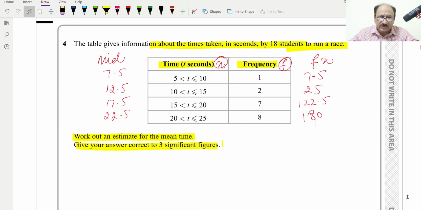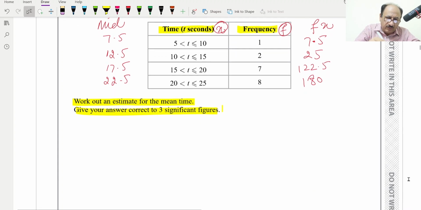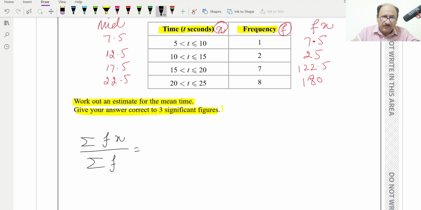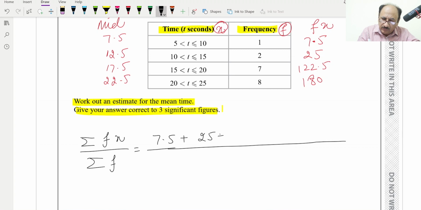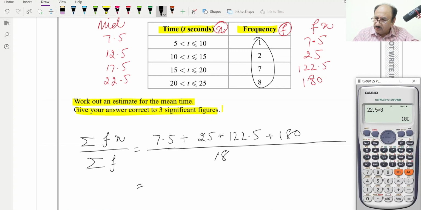Now after finding this fx, we know the formula is what? The formula is sigma fx divided by sigma f. We can find sigma f by adding all the frequency values. Sigma fx is 7.5 plus 25 plus 122.5 plus 180. These are the 4 values which we have written, divided by the sum of the frequencies, which is 18, so we write 18 here, and the rest is just calculation.